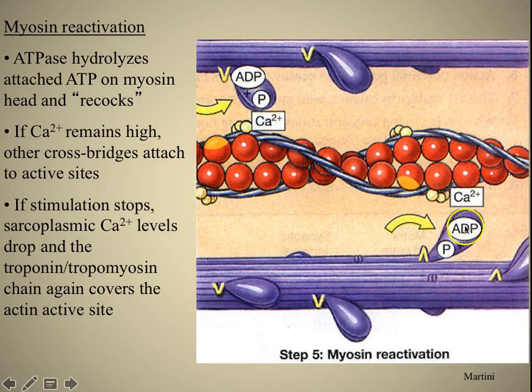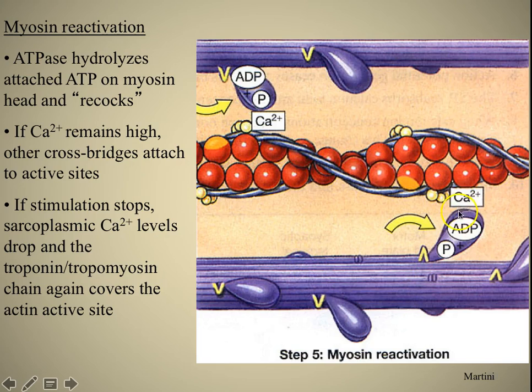Now, look at what happens. Again, that ATPase is going to hydrolyze or break down that ATP into ADP and phosphate. And now we're back to that very first image that we saw. So now it's back in this position. So it's said to recock. It goes back to that position. If these calcium levels remain high, it'll undergo that exact same process that we had just talked about.